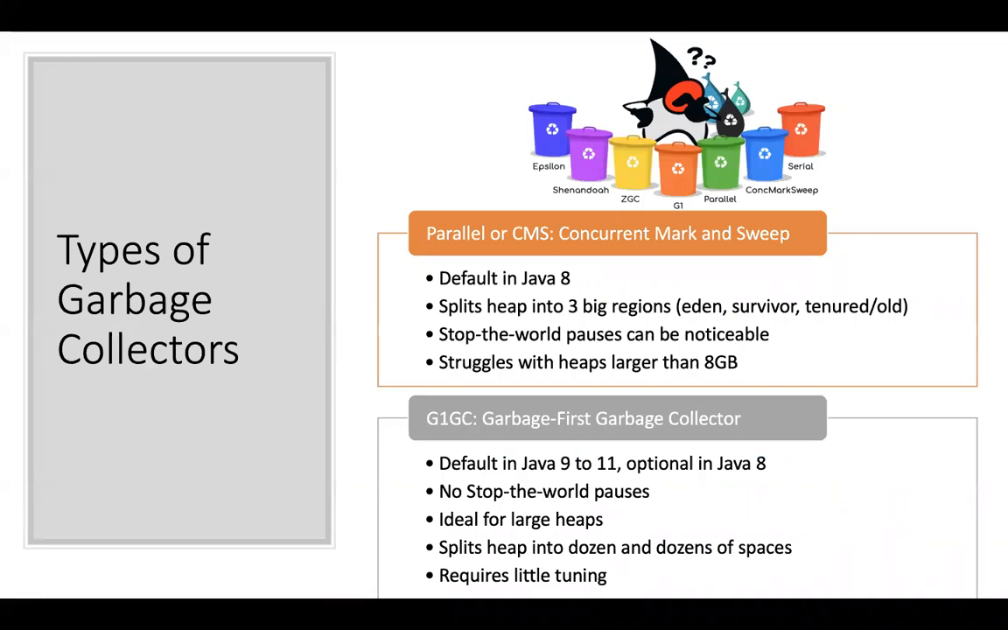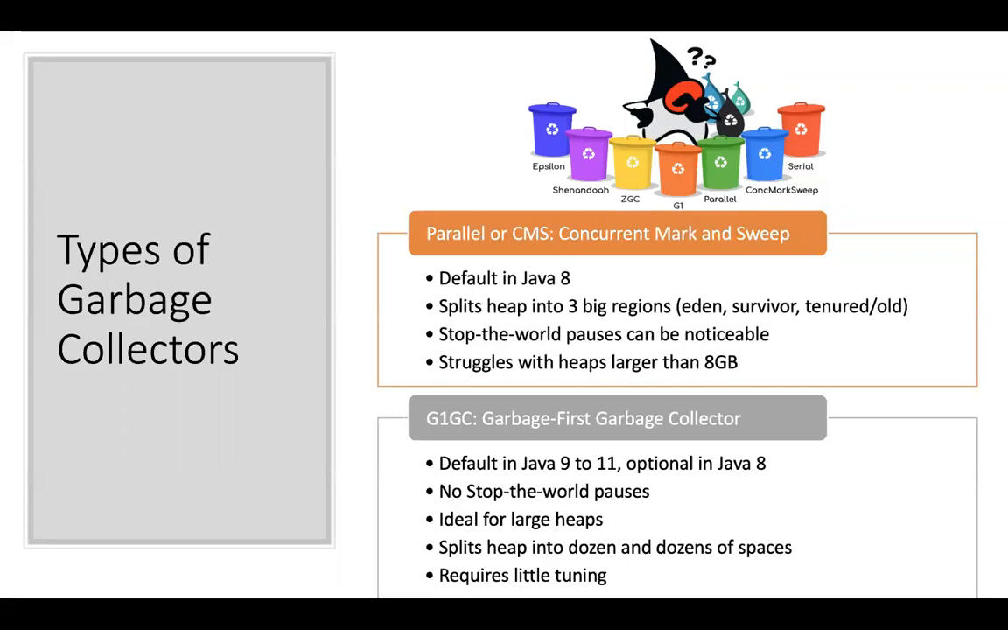So there's been a ton of different garbage collection algorithms. The most common ones in Java 8 are parallel or concurrent mark and sweep, CMS. I thought CMS was the default in Java 8, but that may just have been what we used with Cassandra. But what I've been reading tells me that the parallel garbage collector is the default in Java 8.